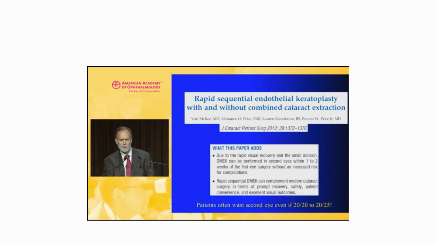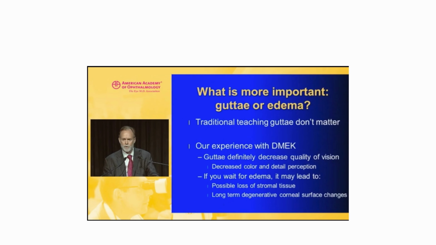We've even reported now on doing rapid sequential DMEK and cataract extraction, where these people have their 2 eyes done a week or 2 apart. And we're not operating on 20/40 eyes all the time. A lot of times the second eye is 20/20 or 20/25, but the patients notice their vision's really poor in that eye and they want to have it improved. So the question is, what's more important, guttae or edema? So we structured this where these were eyes without edema.